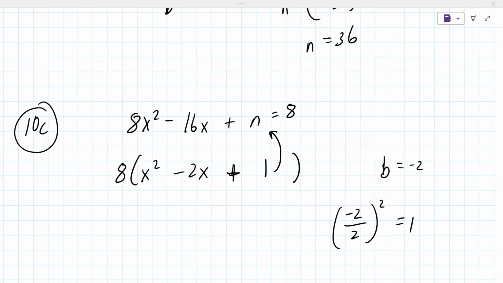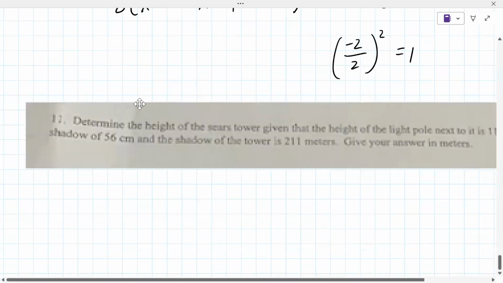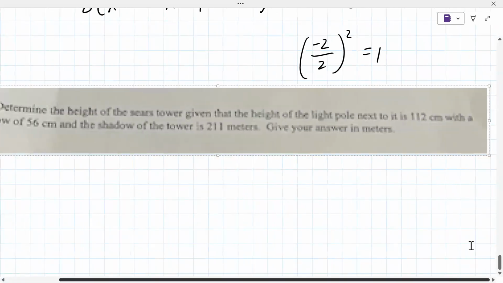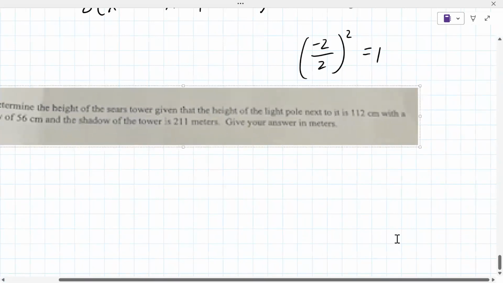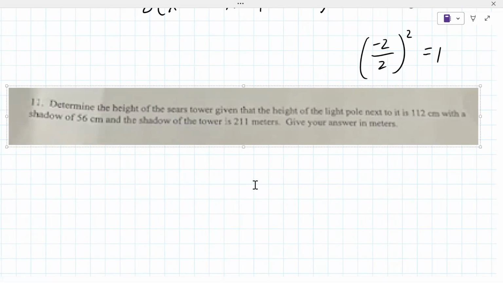All right, number 11 is completely unrelated to what we've been doing. Why are they giving you number 11? Oh, it looks like it's a trig review or something. I am not sure. It's sort of all over the place. This is more like a problem you'd see in geometry.